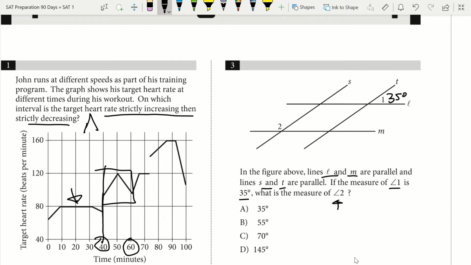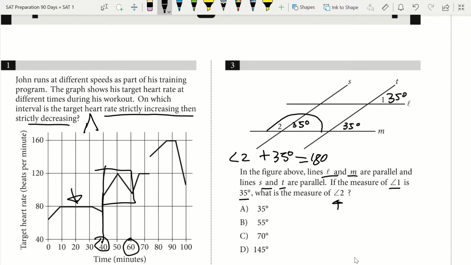Okay, well I see that this measure of 35 degrees here corresponds to this measure of 35 degrees, which corresponds to this measure of 35 degrees. Now I see that this whole half circle here has to add to 180, so I just take measure 2. I say that my measure 2 plus 35 degrees has got to equal 180.